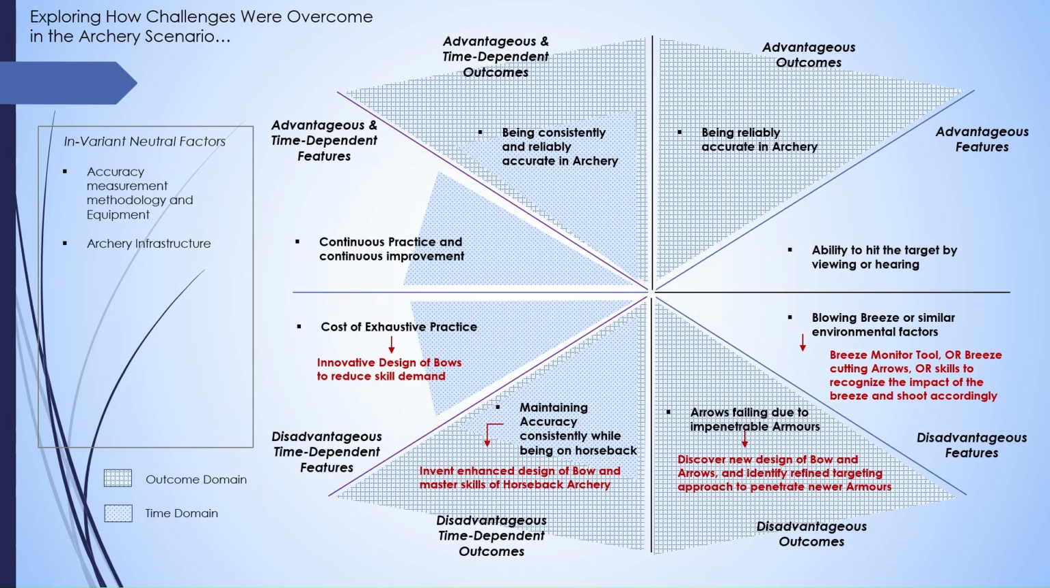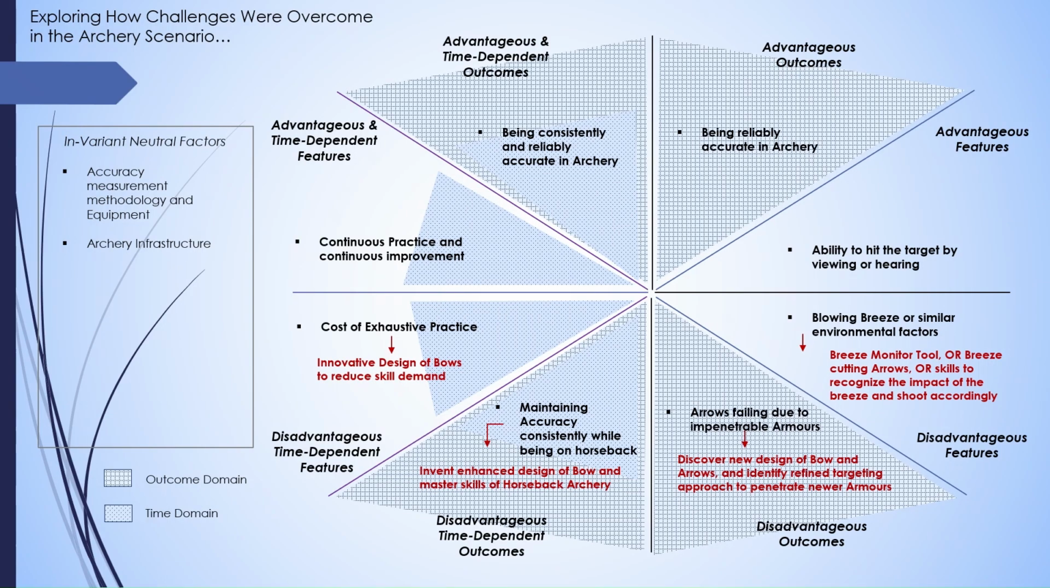Let's start with the blowing breeze, the factor that keeps catching the archer off guard. Once we recognize it as a disadvantageous feature, the exploration trigger naturally kicks in. One possible direction is instrumentation. What if there were a mechanism or tool that could monitor wind direction and intensity and give the archer a real-time hint on how to adjust the shot?